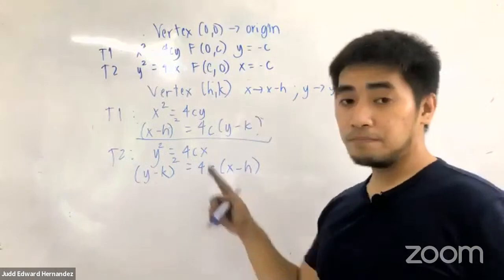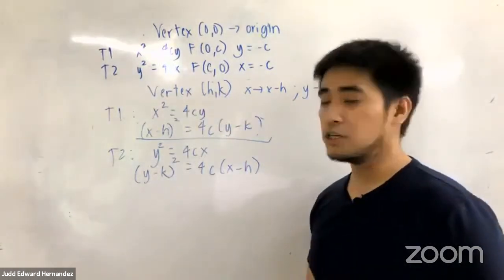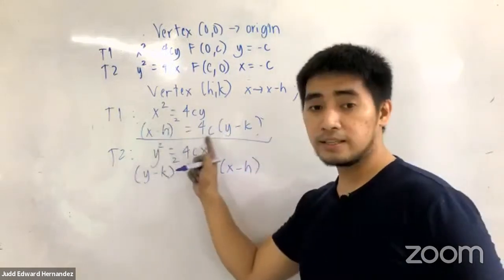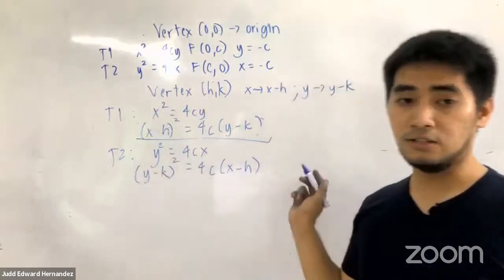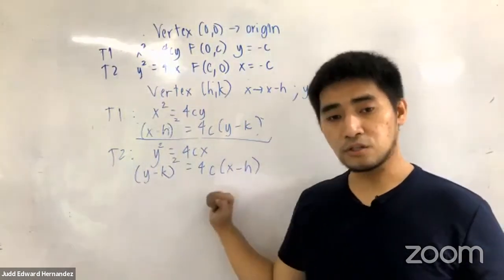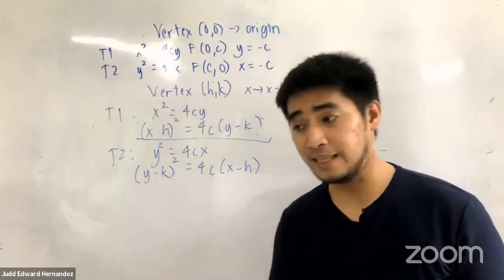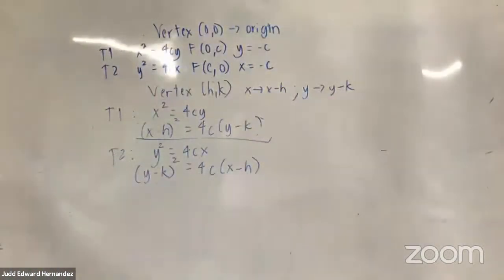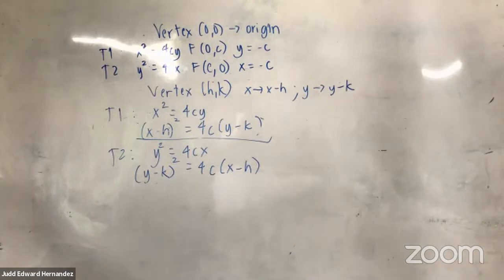The first theorem, etong nauna, vertex located at the origin. Etong pangalawa, vertex located at h, k. Vertex located at the origin, vertex located at h, k. So we will apply these equations, this formula next meeting. For today, I will ask you to answer our activity in our Google Classroom. Okay, you will answer our activity in our Google Classroom.